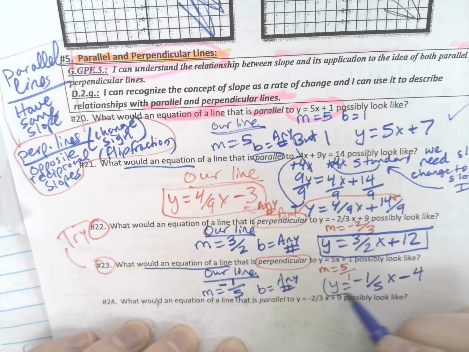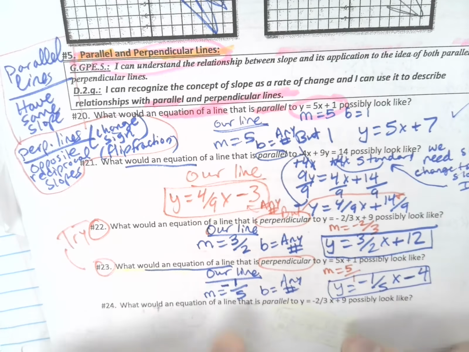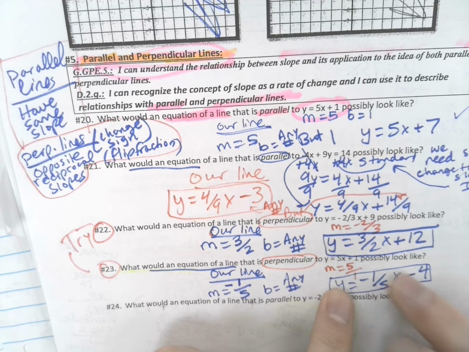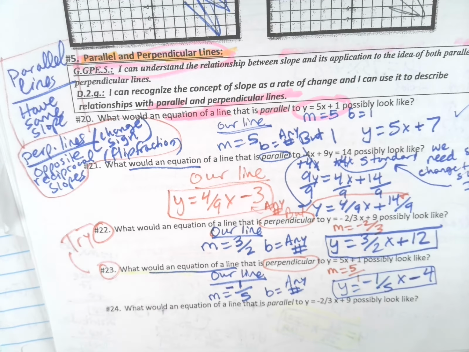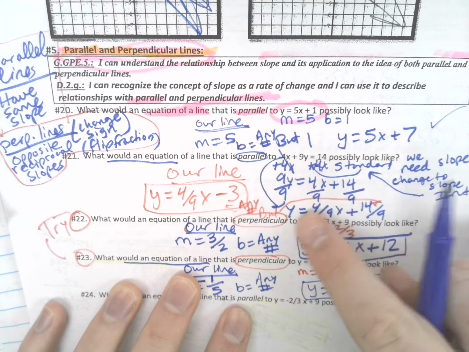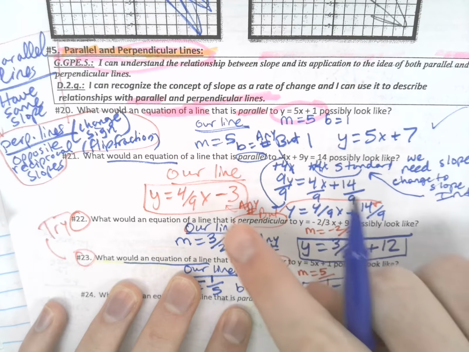But yeah, and so that is how we create lines that are parallel or perpendicular to lines that have already been given. It's all about the slope. All about knowing the slope. Even if it's in a form where we don't know the slope, we just change it to a form where we do know the slope.